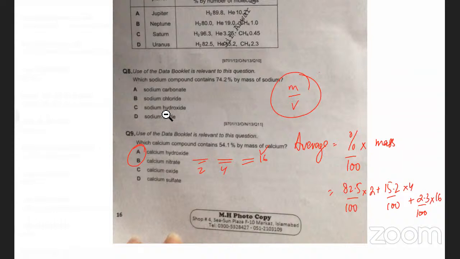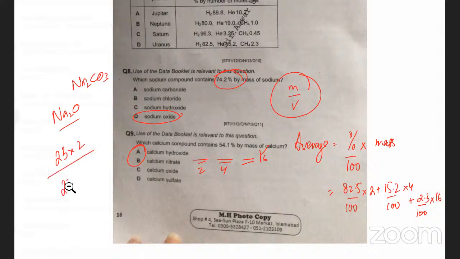I think for this one, it's D, 74.2% of sodium. So it's sodium oxide, right? How do we write sodium carbonate? It's Na2CO3. Now sodium oxide, what's the percentage of sodium in sodium oxide? There are 2 sodiums, 23 into 2, divided by the total, which is 23 into 2 plus there's an oxygen as well, 16, multiplied by 100. So I guess you're going to get 74.